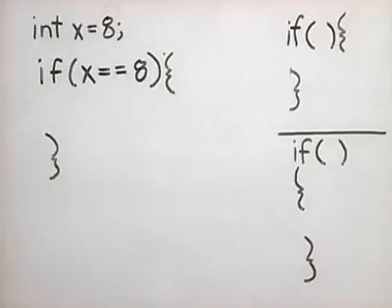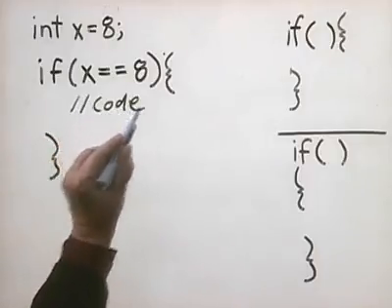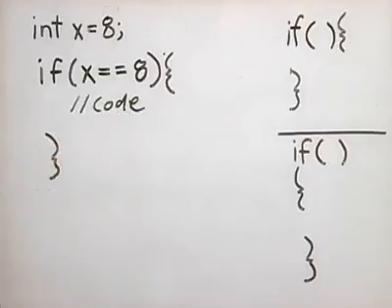So let's take a look at a very simple example of an if statement. What we have here is the declaration of an integer variable. We're using that variable within the if condition. So we're saying if x evaluates to 8, and if that condition is true, then I execute the code right in here. And that's a simple if statement.